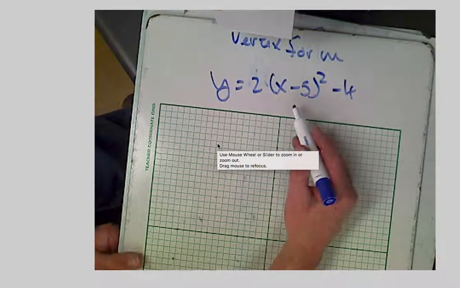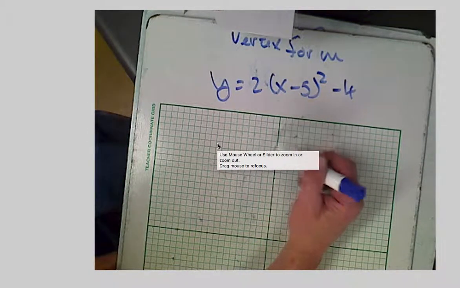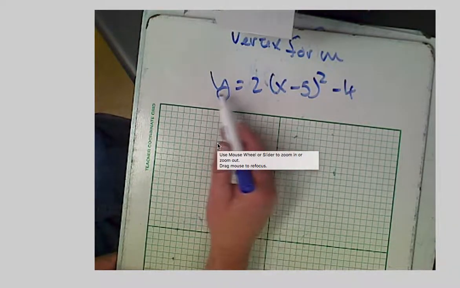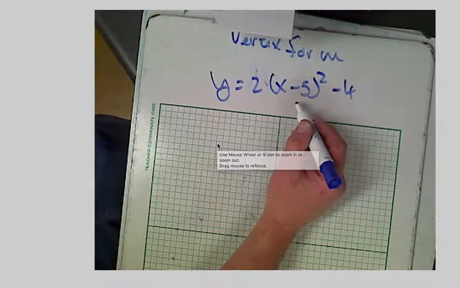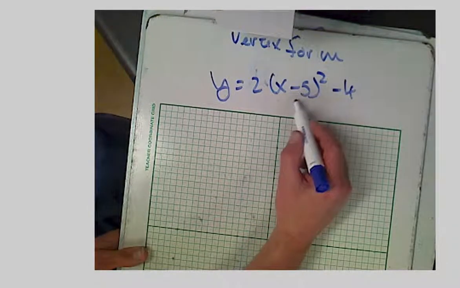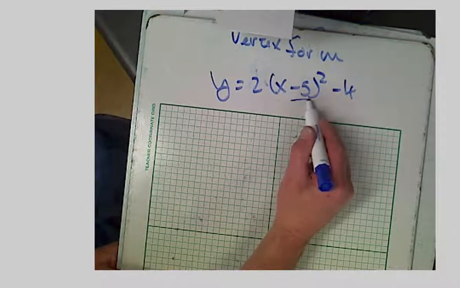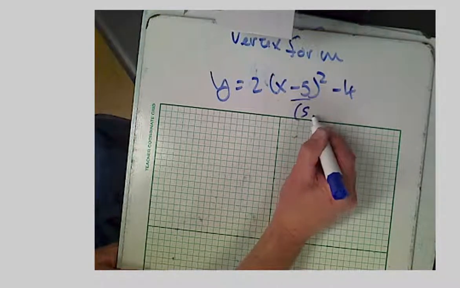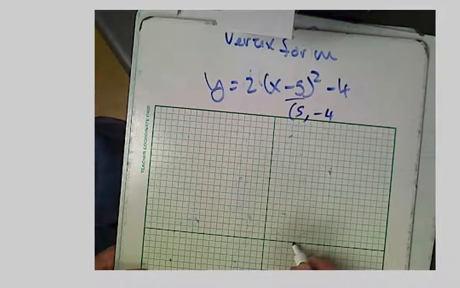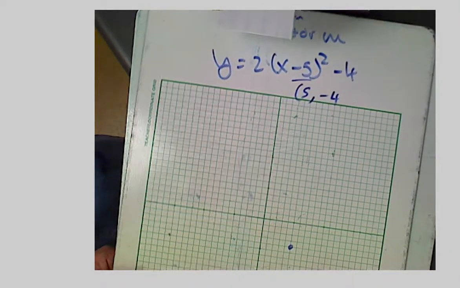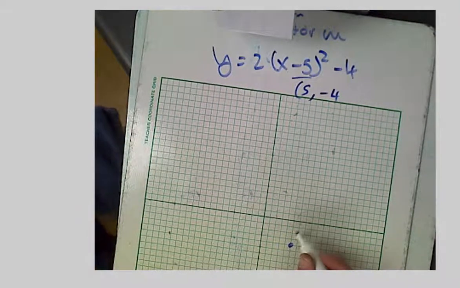So let's do a little review of graphing in vertex form. Here I have an equation in vertex form. I'm going to start by going to the coordinates of my vertex. So they're going to be 5 and -4. So I'm going to go down here to 5 and 1, 2, 3, 4, 5, -4, which is right there. And then I'm going to plug in some values around it.